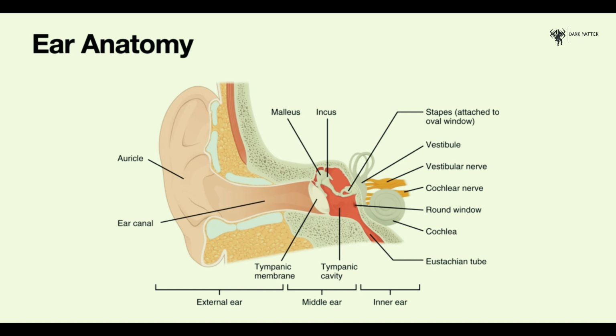The inner ear actually houses the major structure of the auditory system, which is called the cochlea. The nerve containing the sensory receptor axons for the auditory system is called the cochlear nerve.